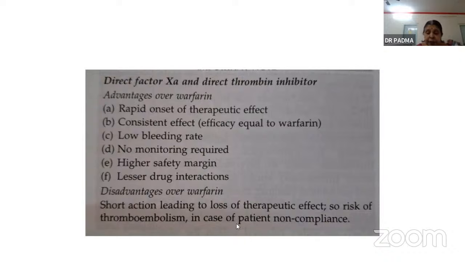Higher safety margin, whereas warfarin has got low safety margin, and also it's a plasma protein bound drug. So you have to be careful. You have to see the dose whenever you are using two plasma protein bound drugs. Binding to the same albumin site, warfarin will get displaced, and so what happens? There may be too much bleeding. So you have to be careful. For that reason, we can shift over to this, and there are fewer drug interactions, whatever I showed you now.